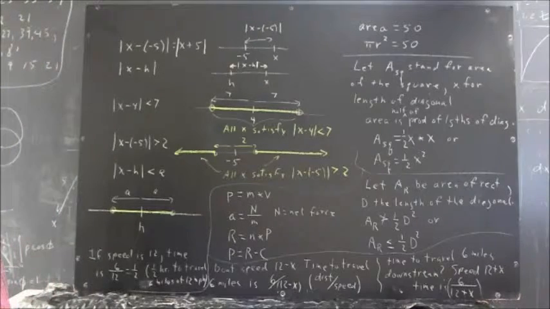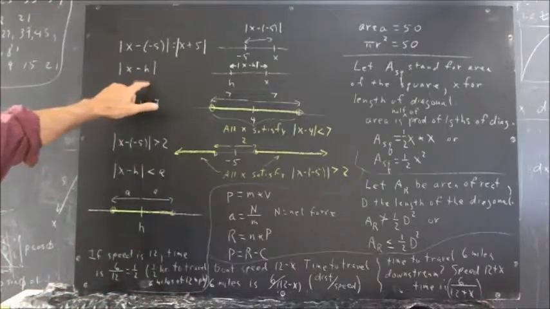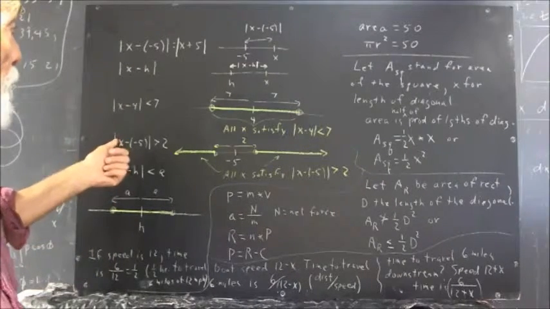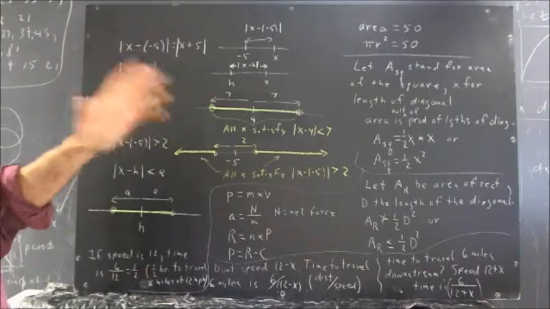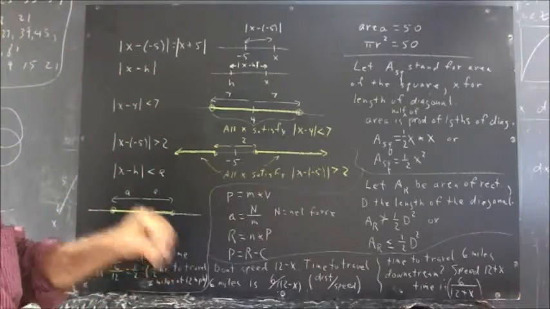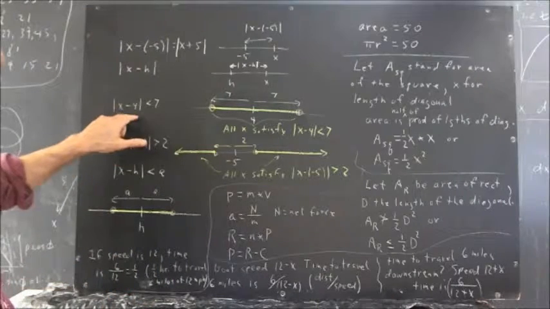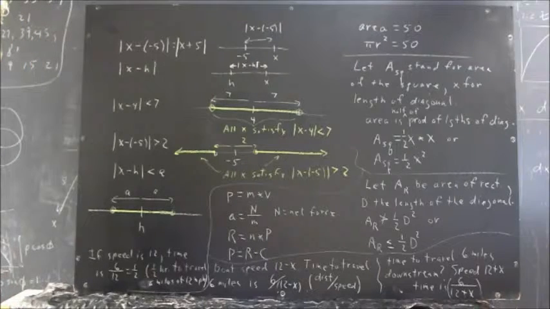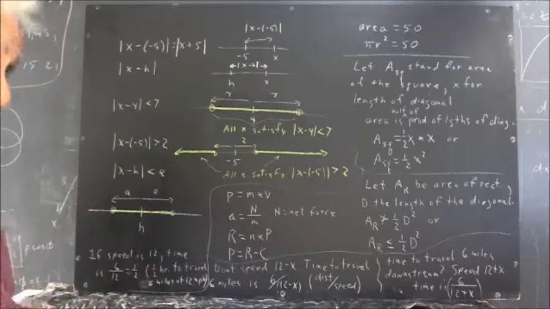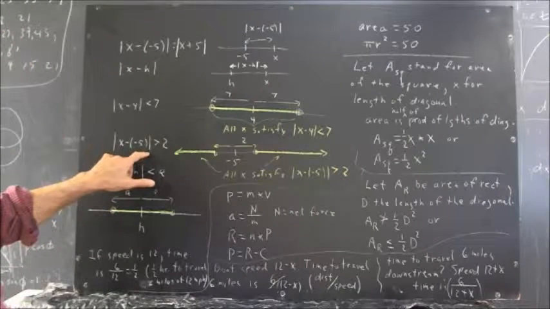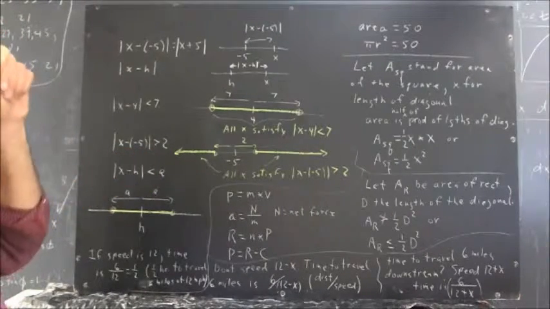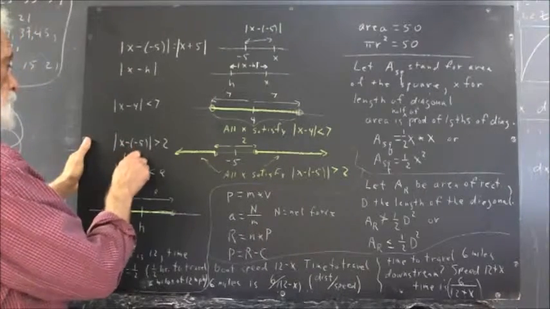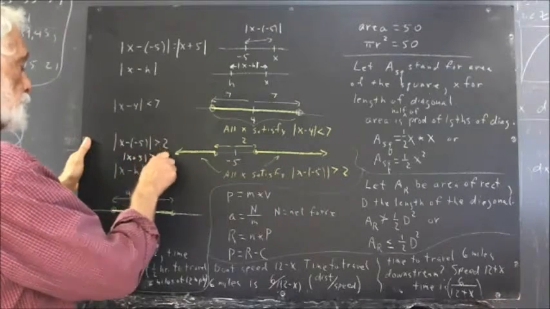And the distance between x and h is the absolute value of x minus h. The statement that the distance between x and 4 is less than 7 is absolute value of x minus 4 less than 7. The statement that the distance between x and -5 is greater than 2 is absolute value of x minus -5 greater than 2. And of course that could be written as the absolute value of x plus 5 is greater than 2.